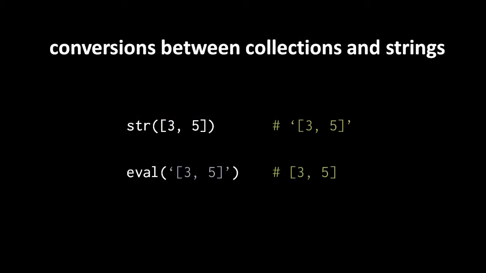Somewhat similarly, with the built-in collection types, yes, you can pass them to the string constructor and get back a string representation of that collection. However, there isn't really a built-in means of going the other way. The closest thing to it is a built-in function, eval, short for evaluation, which takes a string representing any Python expression, then parses that expression as Python code and evaluates it, returning the resulting value.